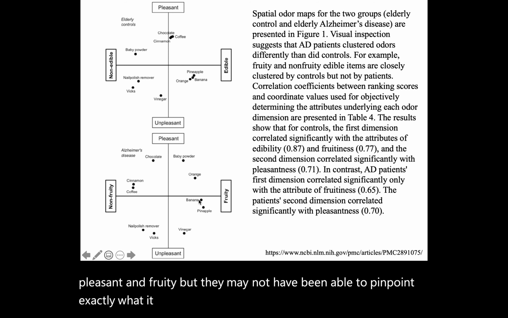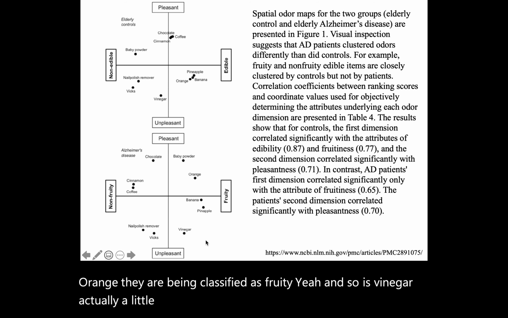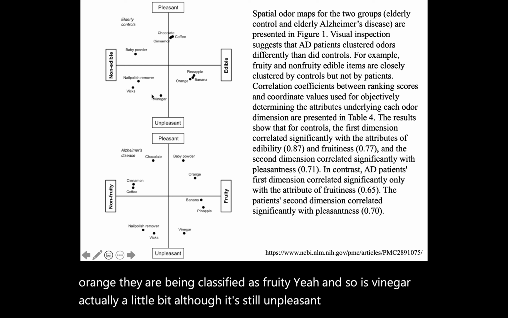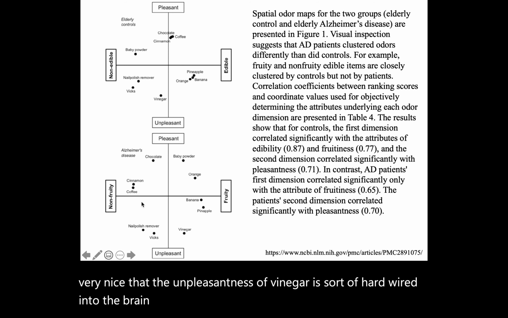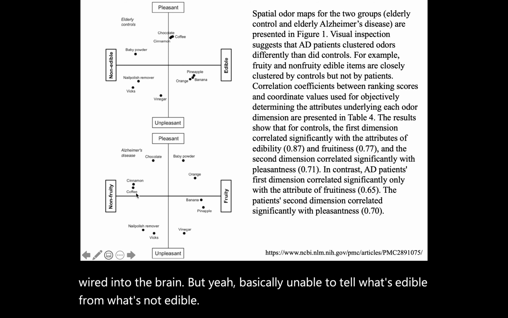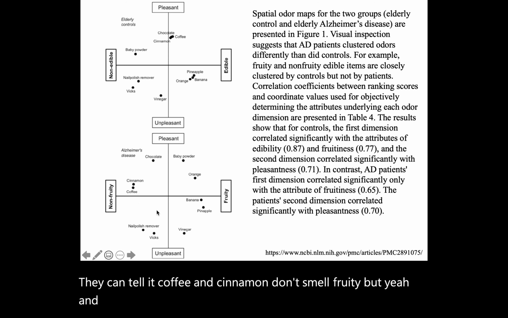And some of the fruits, banana, pineapple, orange, are being classified as fruity. Yeah. And so is vinegar, actually, a little bit, although it's still unpleasant. And I think it's also very interesting that the unpleasantness of vinegar is sort of hardwired into the brain. But basically they were unable to tell what's edible from what's not edible. They can tell that coffee and cinnamon don't smell fruity, but had no idea about edibility. So that was really kind of sad.